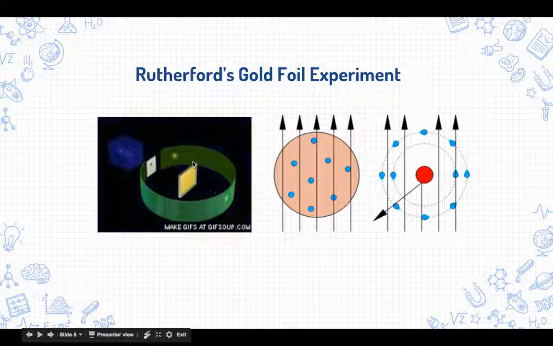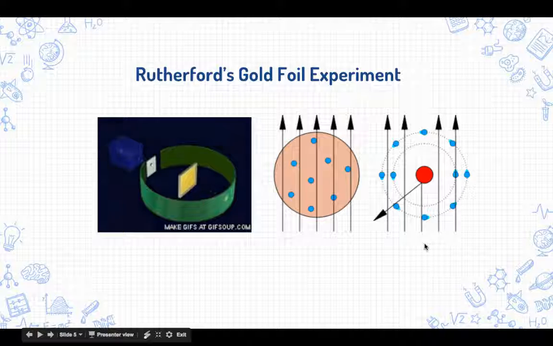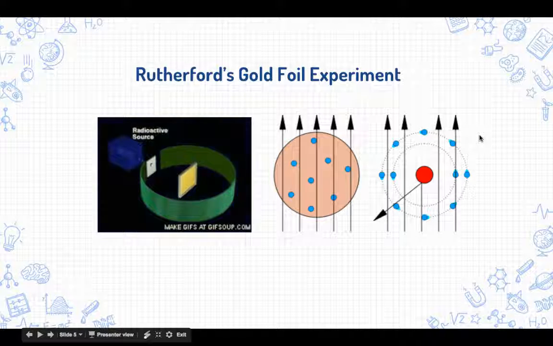But you'll notice over here, some of them bounce off to the side and go every which way. That led Rutherford to believe that maybe there's a small bit of positively charged stuff that's bigger than an alpha particle that can bounce an alpha particle away, while the rest of it is just empty space with electrons filling around it. And that's basically kind of what we think of today.